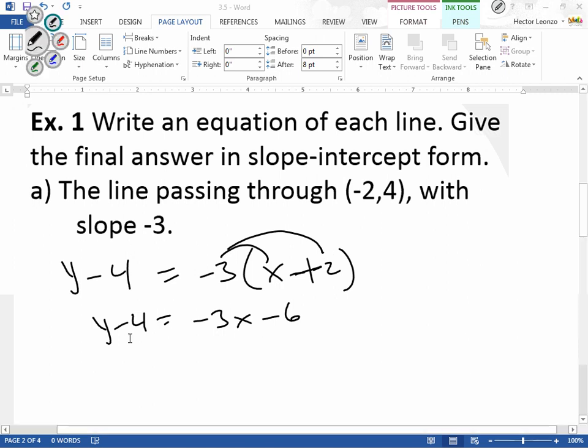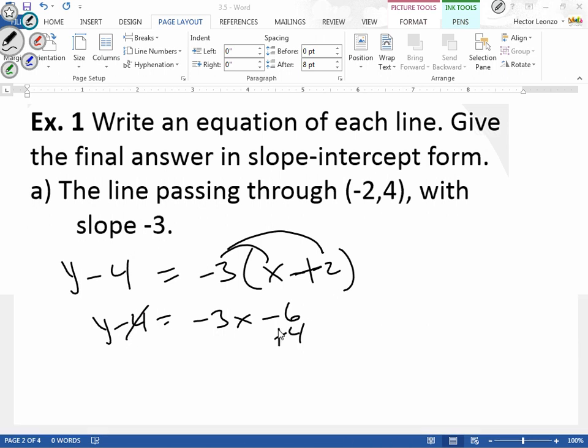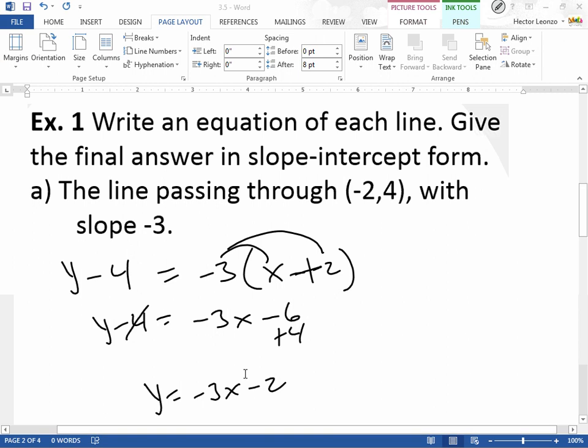Now, to finish this, I want the y by itself, so I'm going to move this -4 to the right side as a +4, right? Don't forget to switch the signs. Notice I put the 4 with the -6. I put it with the like terms. I didn't put it with the one that had an x. So I'm going to have y equals -3x minus 2. Notice I combined those like terms, -6 plus 4. And that is my slope-intercept form, right? My slope is -3, and my y-intercept is -2.